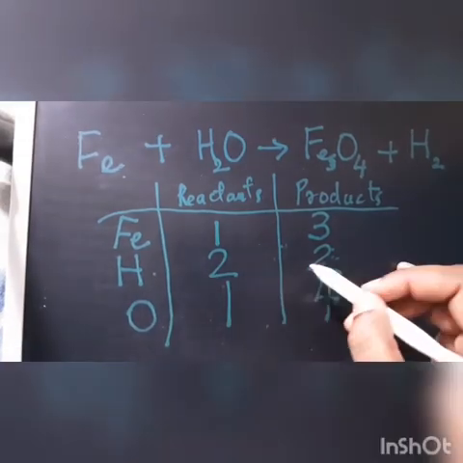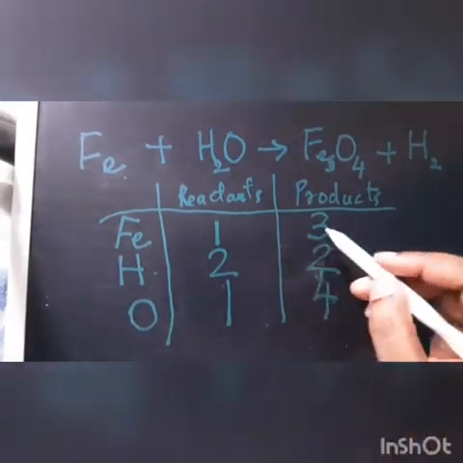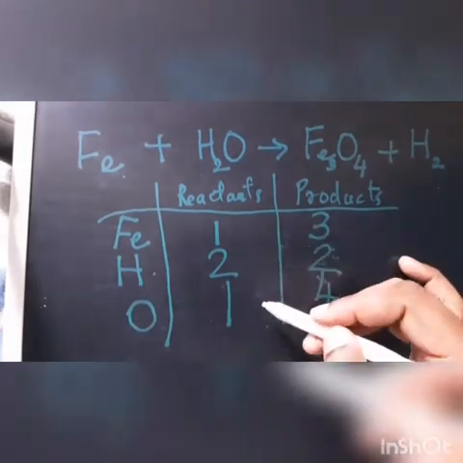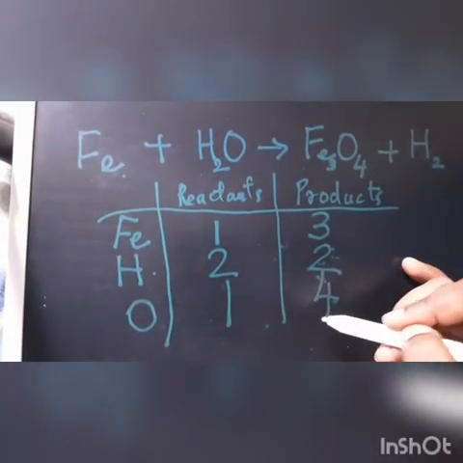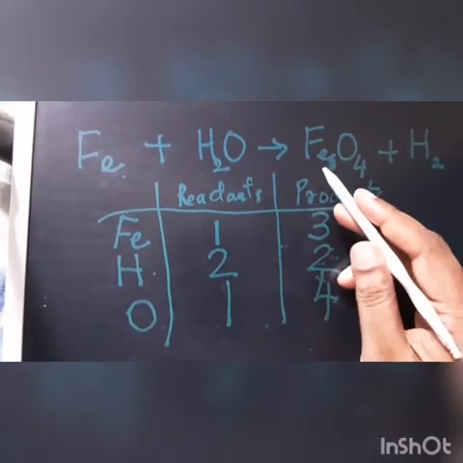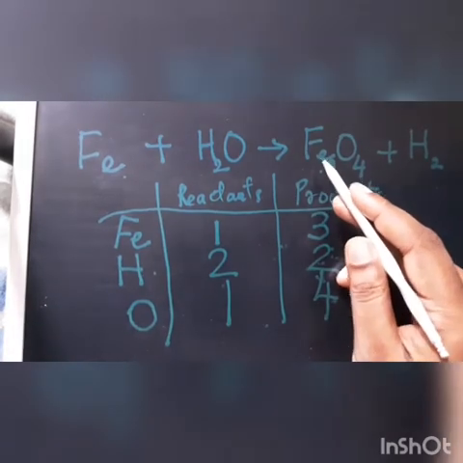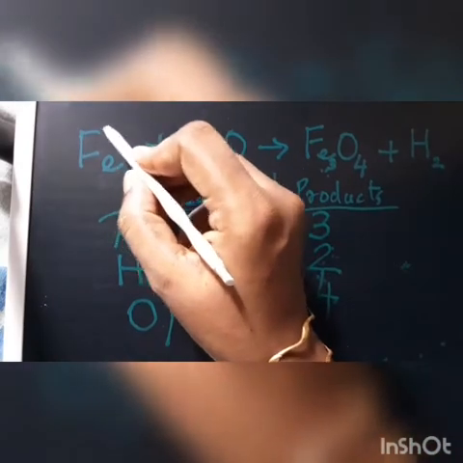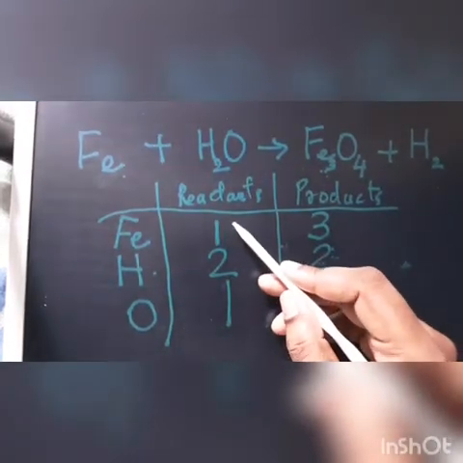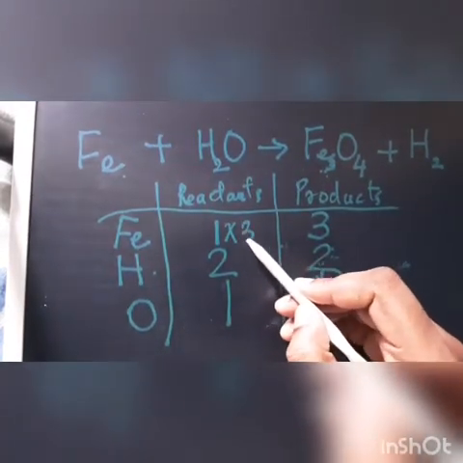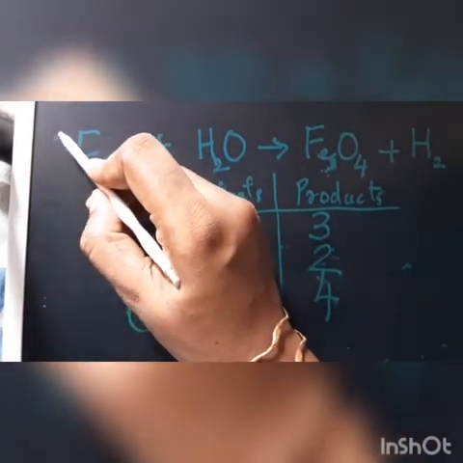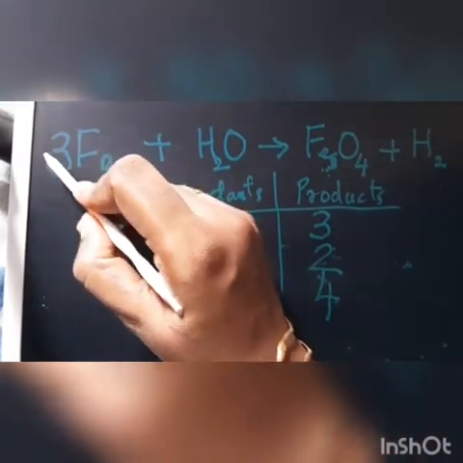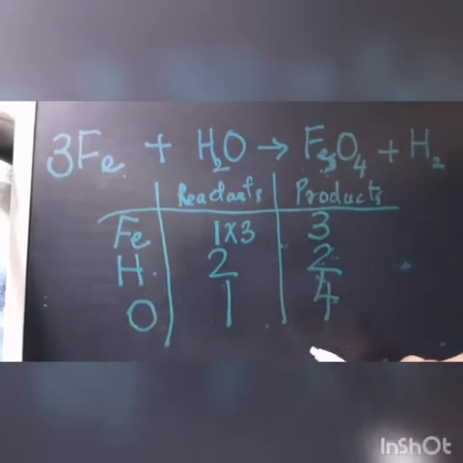So only hydrogen was balanced. You need to balance now iron and oxygen. So if 3 ferric ions are there, then you should make this into 3. How will you change 1 into 3? 1 into 3. That means I will change this into 3 iron.